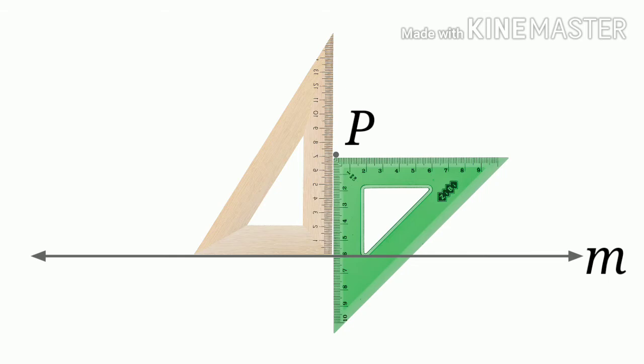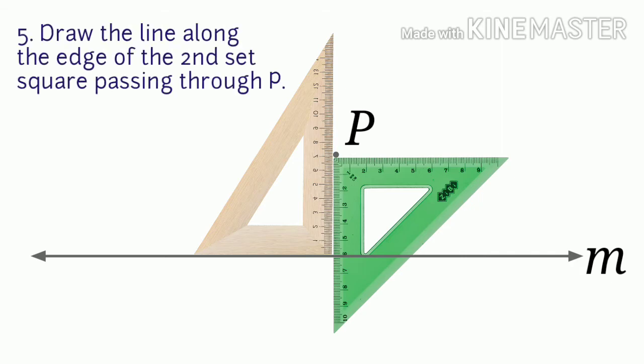Next step is draw the line along the edge of the second set square passing through P. Now we will draw a line using this edge of the second set square. Okay. Now you can see we got a line.